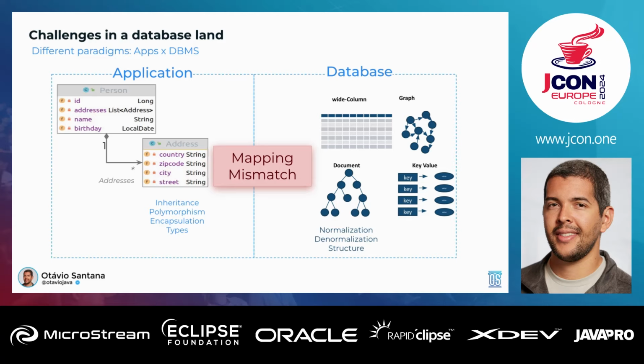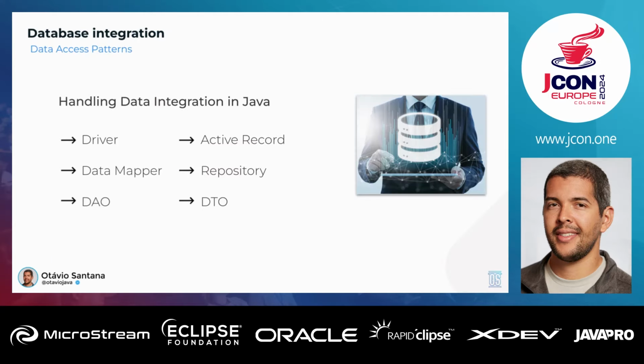For example, here, with my application, I have polymorphism. I have encapsulation. I have different types. I have inheritance. However, my database has no idea about any of this. So in my database, I might have normalization, denormalization, and any kind of different structure that you can use. There is a single exception, which is Eclipse Store, where you can use exactly your Java structure in the database and everything is going to be super fine with that.